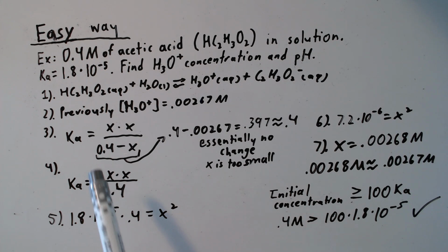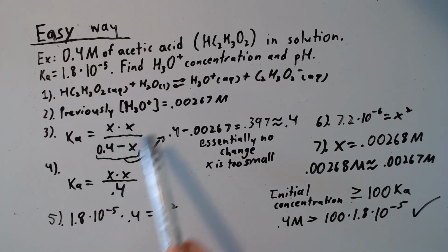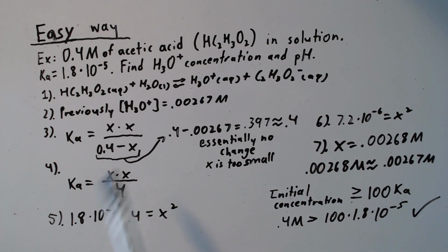So you can just keep this 0.4, take out the X because it doesn't make a difference on the bottom. You can just find the X on the top. And that is why you don't have to solve the quadratic equation. And that is why this is the easy way. And you get the answer 0.00268 molar. And it's very fast actually. You can do this very fast. Just solve this equation, that's much faster than solving a quadratic.